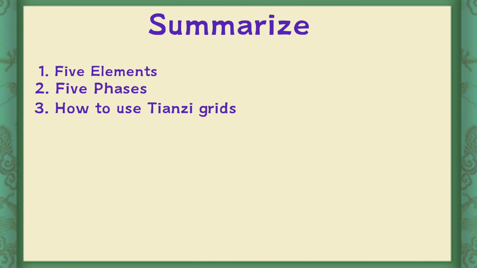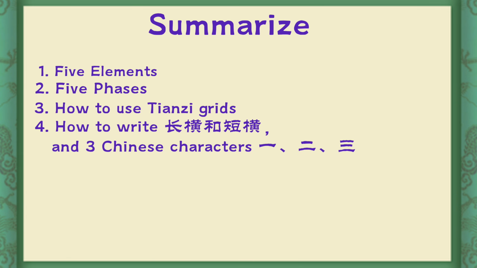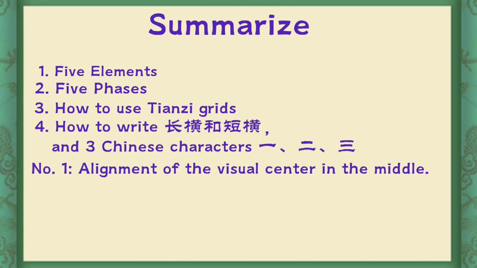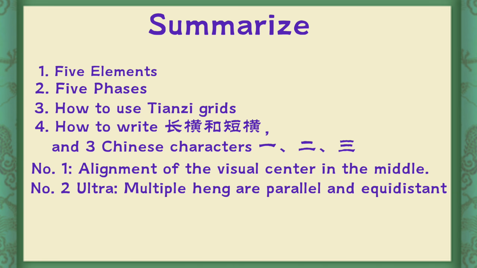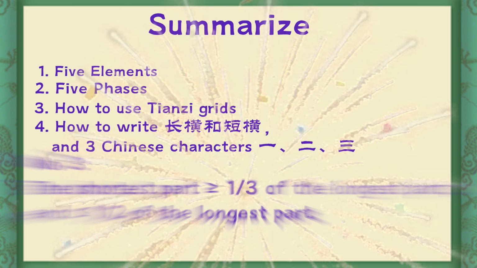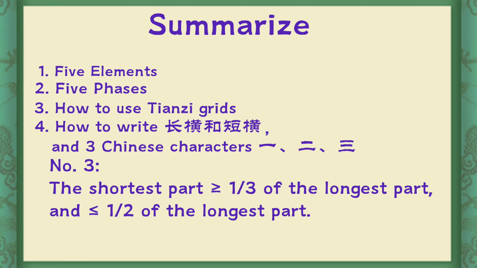Then we know how to use tenth grades to help us tell the angle and the length of a stroke, as well as the size and the location of a Chinese character. Fourthly, we learn how to write 长横和短横 and the 3 Chinese characters 1, 2, 3. By learning them, we also learn 3 rules of Chinese character structures. Rule number 1 is alignment of the visual center in the middle. Rule number 2 ultra, multiple Heng are parallel and equidistant. Rule number 3, the shortest part is no shorter than 1/3 of the longest part and no longer than half of the longest part.